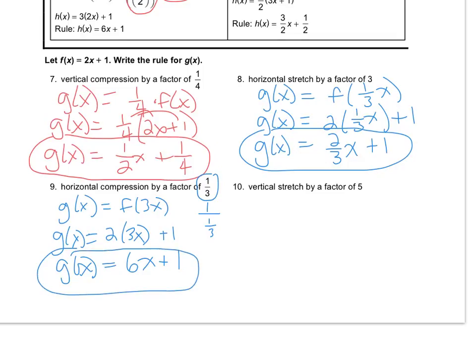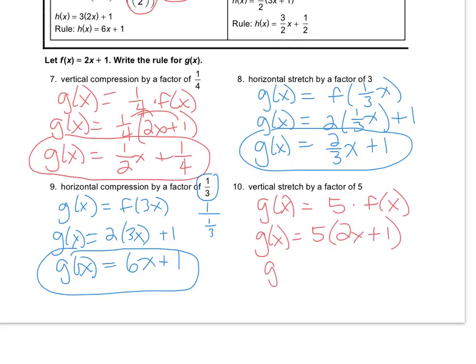Vertical stretch. So vertical is multiplied on the outside of the parentheses. So g of x equals 5 times f of x. Okay, no reciprocal here. So g of x is equal to 5 parentheses, and then it's 2x plus 1. So g of x is equal to 10x plus 5.